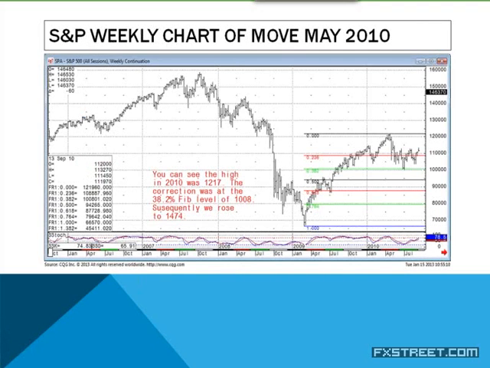If we look at the weekly chart of the S&P, now I've taken it back to May 2010, but you can see what I mean if you look at the low starting in February and we go all the way up to 12.17. You can see when it pulled back, it hit the 38.2 Fibonacci level.